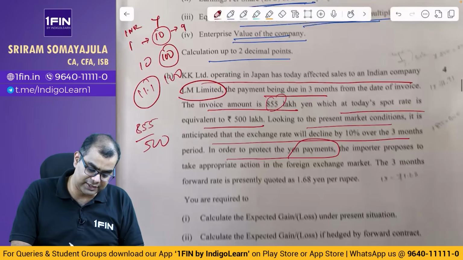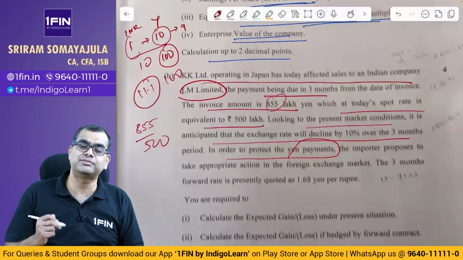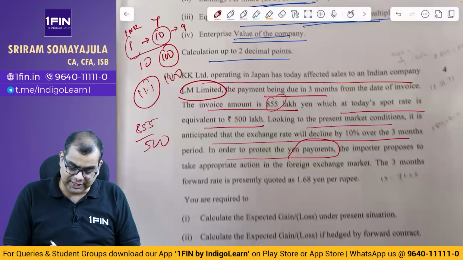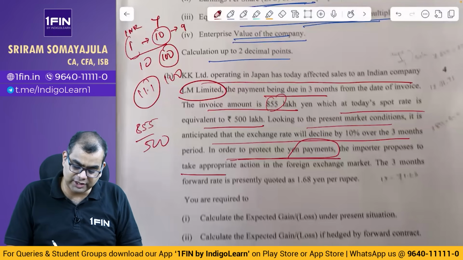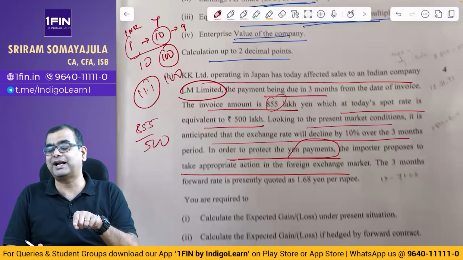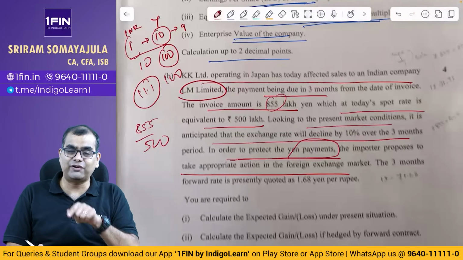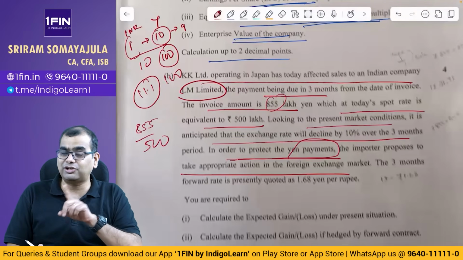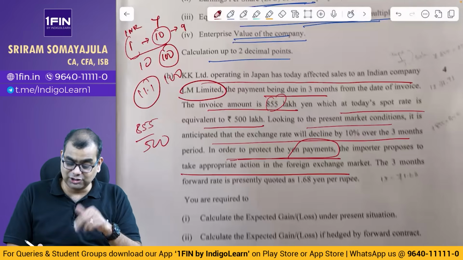So what has happened? Initially 1:10, now suddenly it has become 1:9. In order to protect the yen payment, the importer proposes to take appropriate action. He is worried that yen will appreciate. So the rate of decline of 10% that they mention refers to the fact that yen will appreciate, not that yen will depreciate. Okay, I'll show you one more piece of evidence for that.